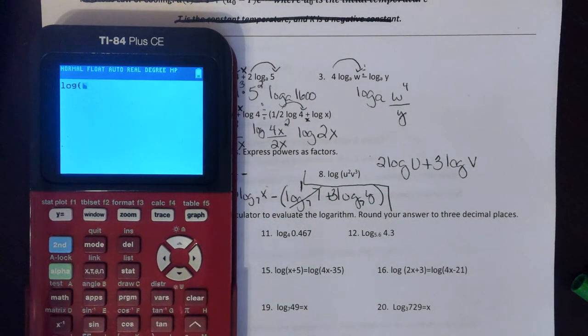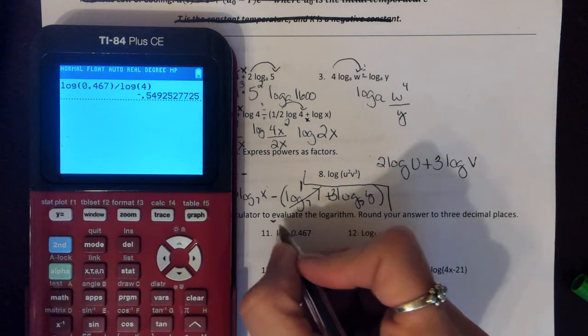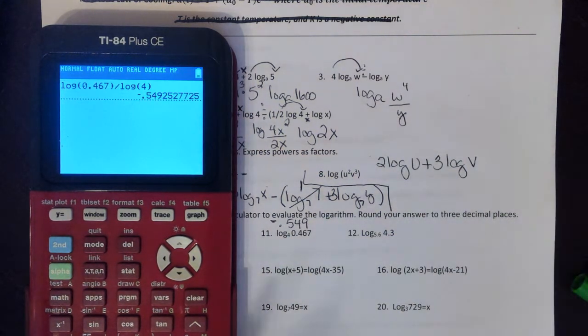Okay. Number 11, again, the log of the big number. So we're going to write down log of 0.467. I know you don't have to type in a 0, I just like to. Divided by a log of 4. And we get negative 0.549. Alright, last one. Log of the big number, 4.3, divided by log of the little number, 5.6.